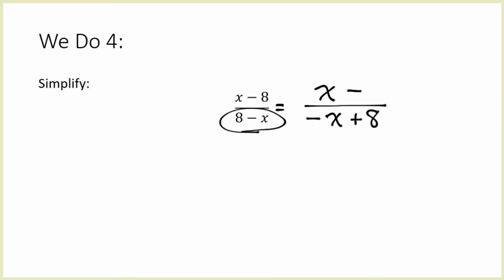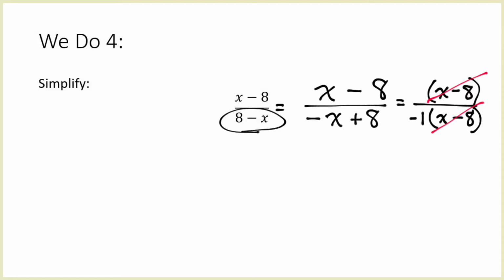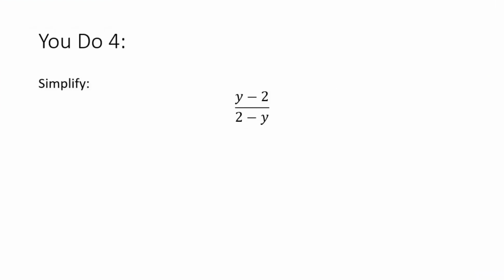Once I do that, I notice, hey, these guys on the top and the bottom are kind of like opposites of each other. So I'm going to factor a negative 1 out of the bottom. Once I do that, that'll become a positive x minus 8. And on the top, I'm going to write parentheses around the x minus 8 just to emphasize. And I can cancel these out. That's why this one's my favorite, and I'll be left with negative 1. Oh, how fun. So go ahead and take a look at this last one.